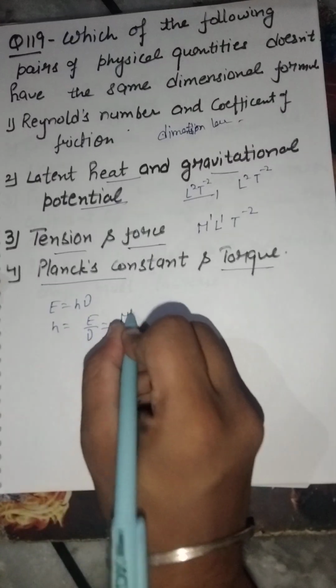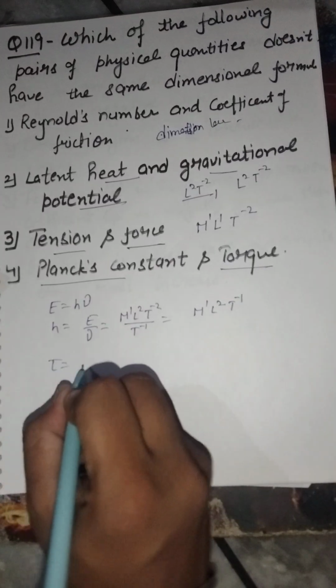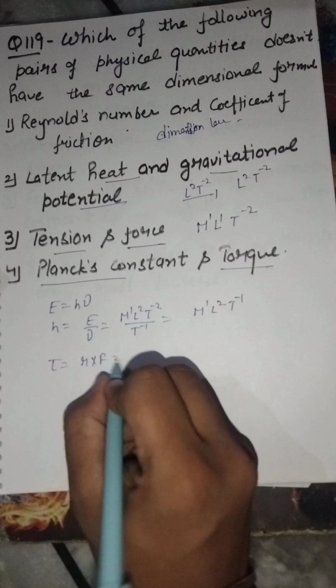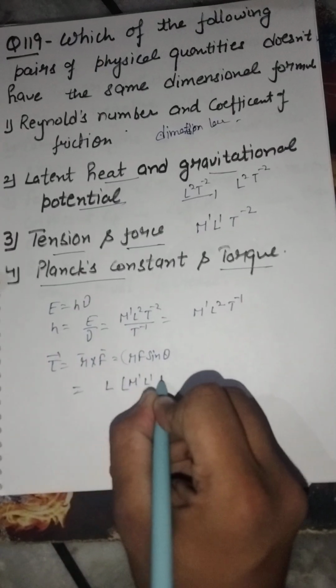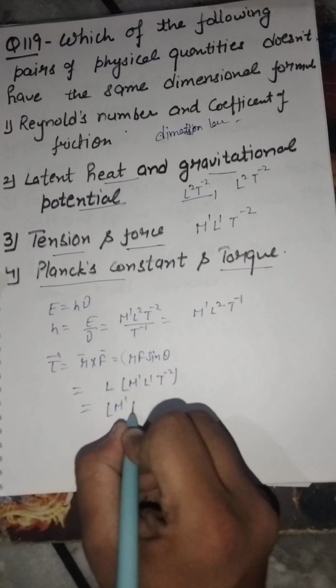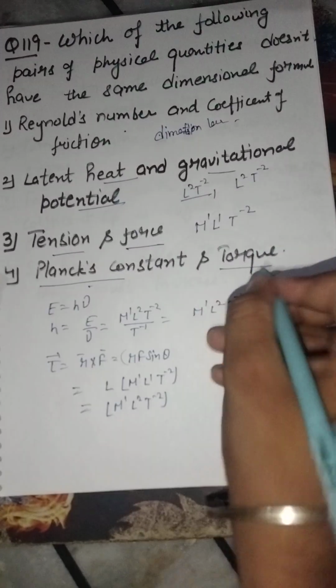As we know, E is equal to h nu, where h is our Planck constant. So h is equal to E by nu. E is M1 L2 T to the power minus 2 and frequency is T to the power minus 1. So h is M1 L2 T to the power minus 1. Torque is equal to R cross F, or R F sin theta. R is L, F is M1 L1 T to the power minus 2. So torque is M1 L2 T minus 2. Both have different dimensions. So our option 4 is the correct option, which has both different dimensional formulas.